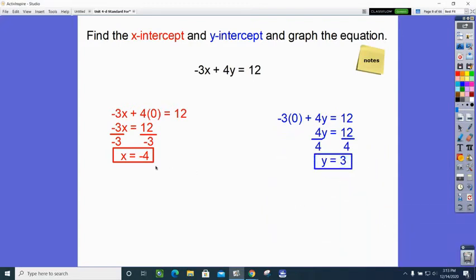We're going to go on the graph. We're going to put a point on the x-axis at -4, and we're going to put a point on the y-axis at 3. Connect them. We've got our line. Now let me ask you a question. Play teacher here. What do you think a mistake might be? Number 1 is to switch them.